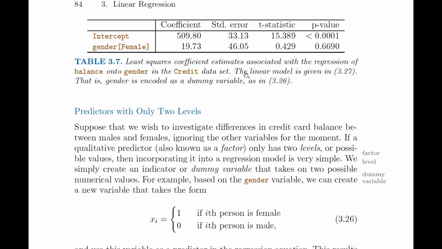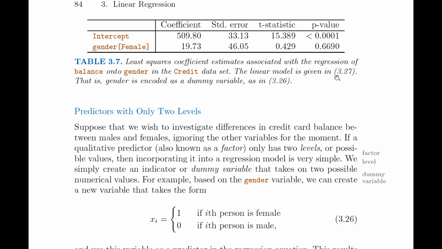And are we performing linear regression over here? Although instead of taking maybe all the genders, are we looking at only the females? Let's see. Least squares coefficient estimates associated with the regression of balance onto gender in the credit data set.